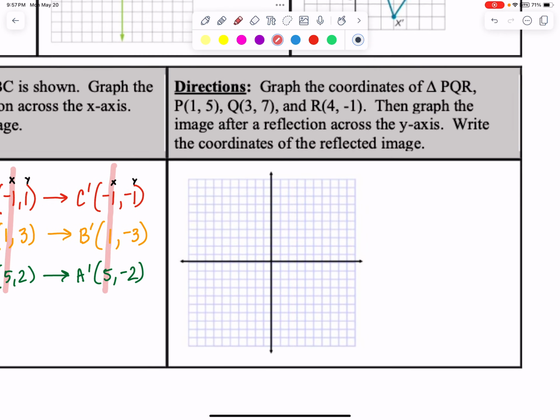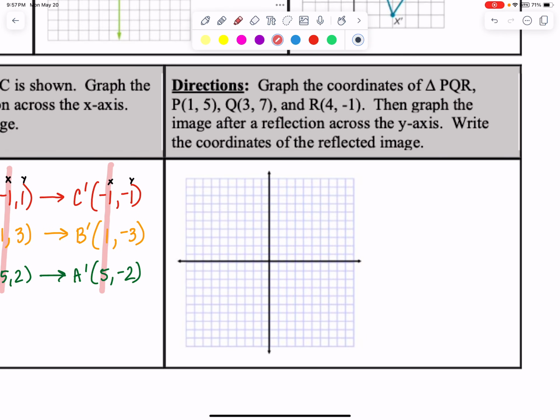So let's take a look at this next one on the right. It says to graph the coordinates of triangle PQR. So they're giving you those coordinates, so let's do that first. Point P is 1, 5. So over 1, up 5.